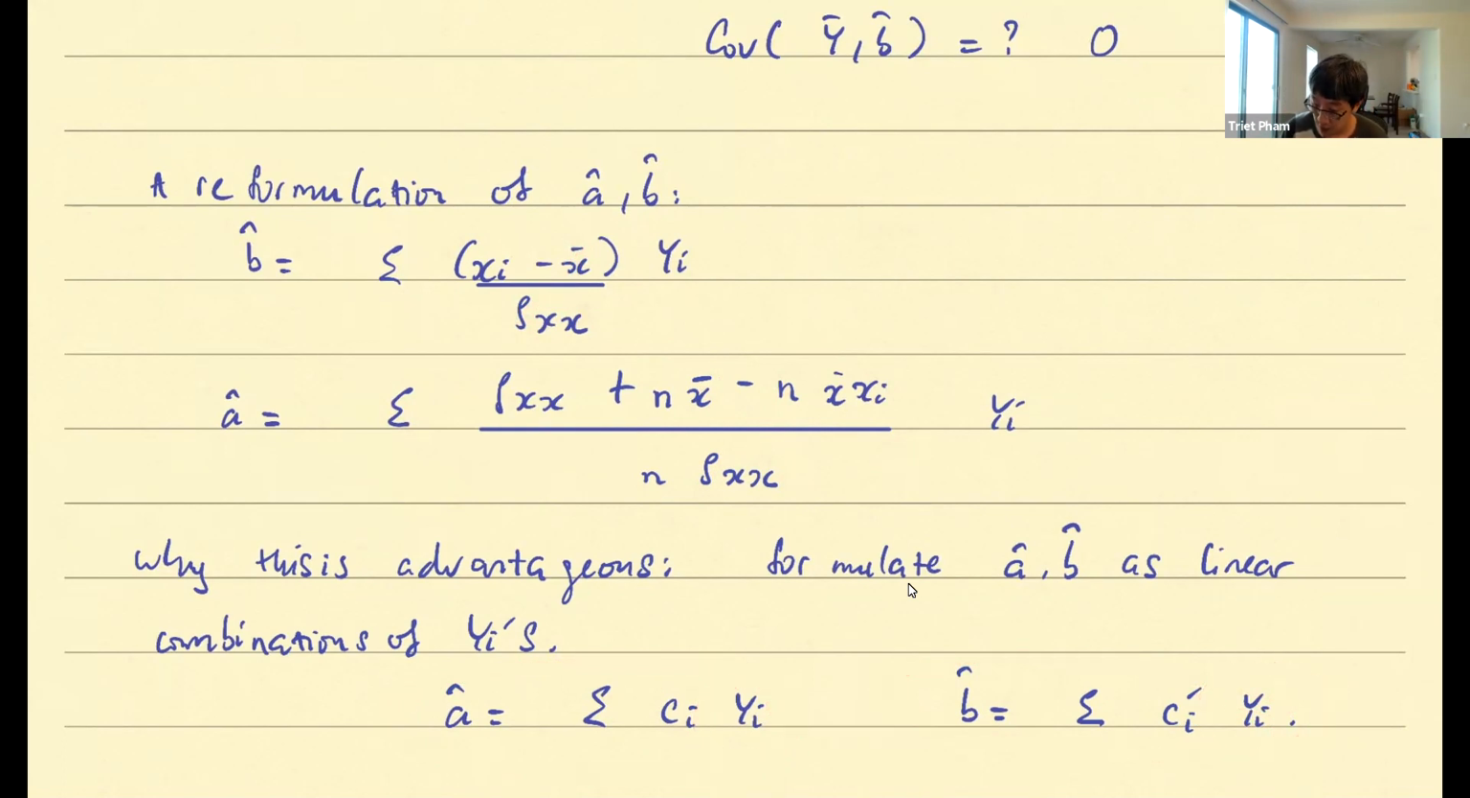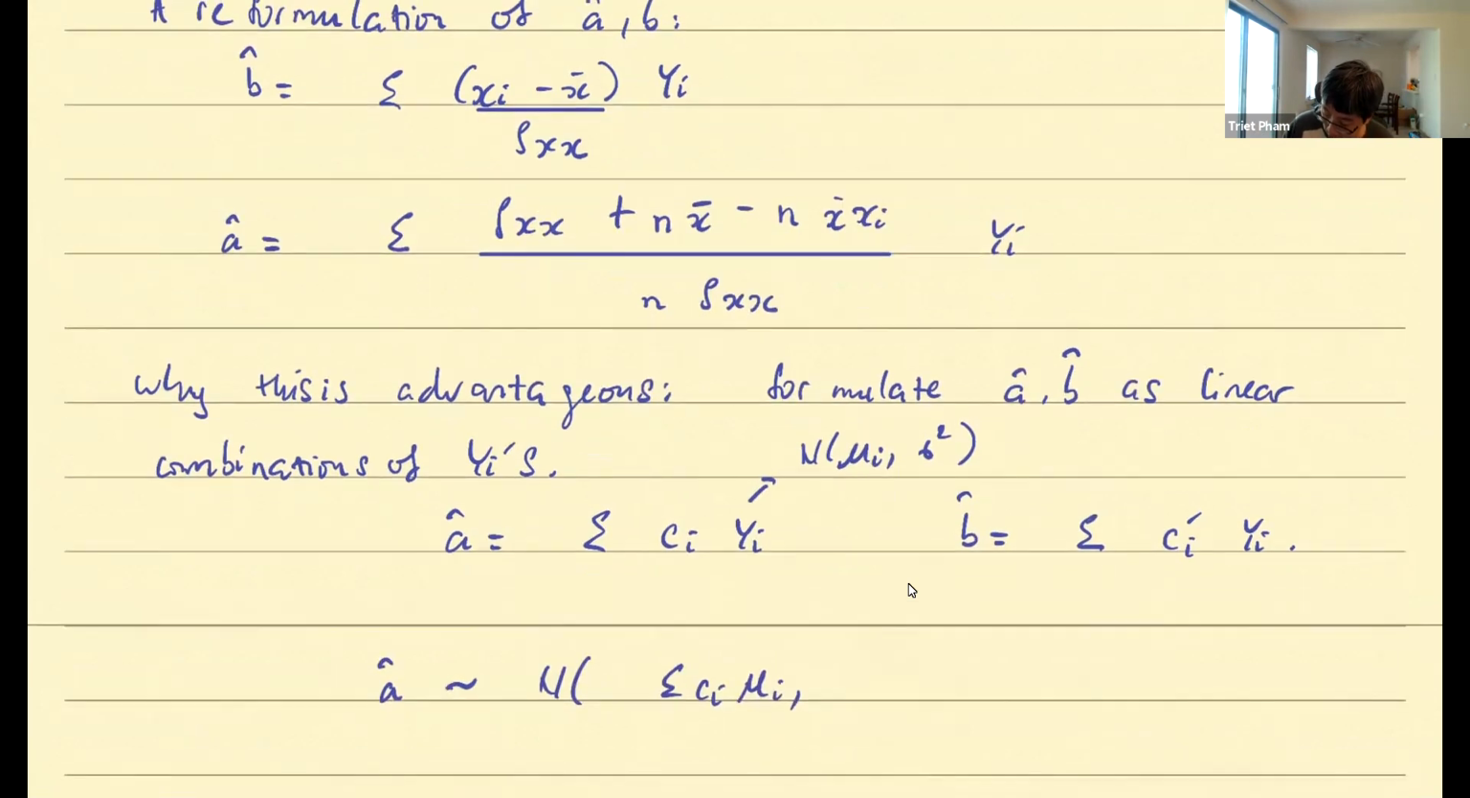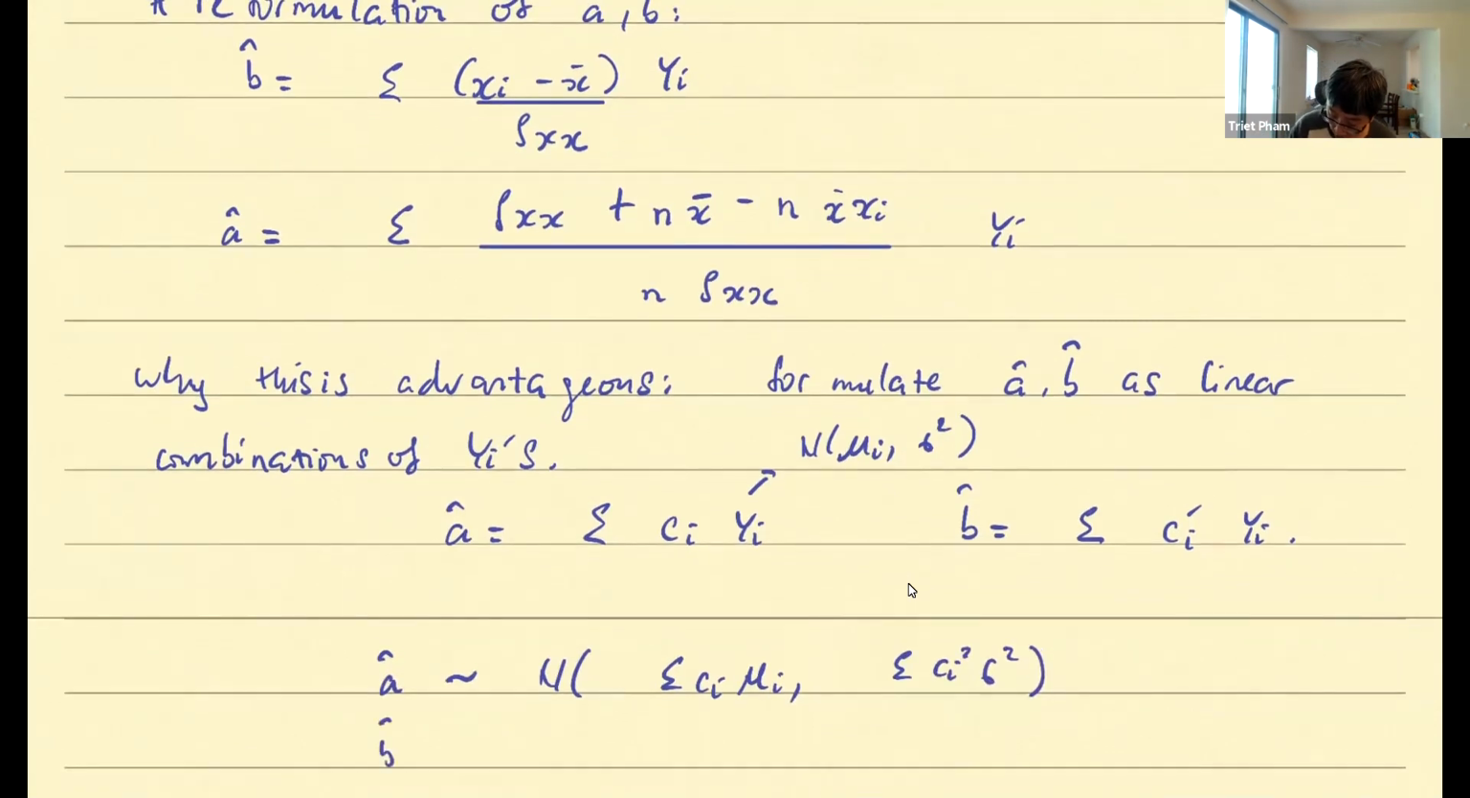Why are they beautiful? If you want to study distribution, they're beautiful because the y's are independent. So then you know everything about A hat, B hat in this structure, right? Ignoring what the Ci actually is. If in this formulation, suppose the yi are normal with mean mu i and variance sigma square. They're independent, not IID. Then A hat will be normal with mean sum of Ci mu i, and with variance sum of Ci square sigma square. Same for B hat.